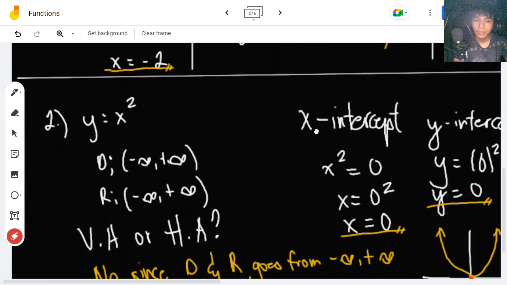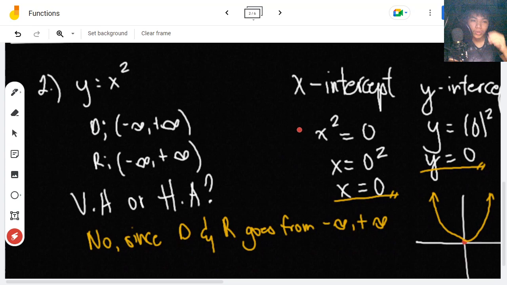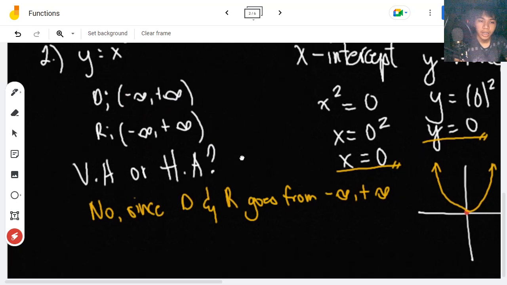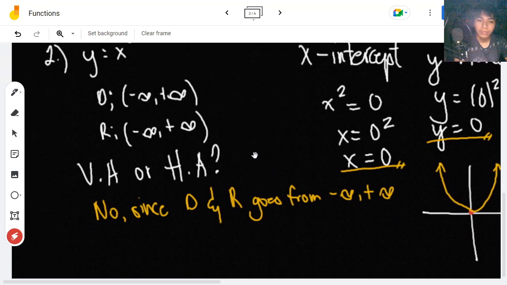Okay. Number 2. Now we have an exponent. We have y equals x squared. Again, the domain is all the possible values of x that will give you a defined answer. So again, it is from negative infinity to positive infinity, same as the range. And now for our asymptotes, we will get into that a bit later, since this function doesn't have asymptotes, since it is a parabola.